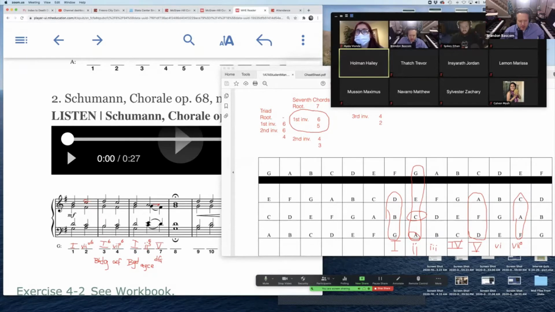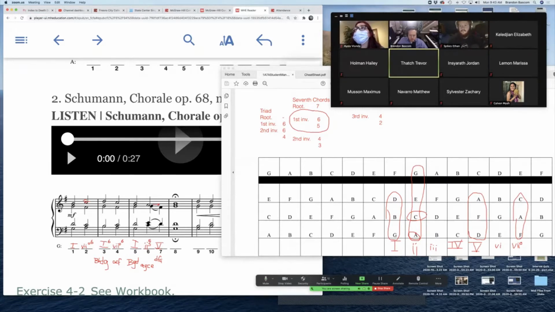Trevor, you're next. What do we got? The first note is a G. Okay. And then next is a D. Okay. The next note is another G, and then the last one is a B. All right. What kind of a chord is that? A 1 chord. Excellent. Are we in root position? Yes. Excellent. Does everybody see how to do that?